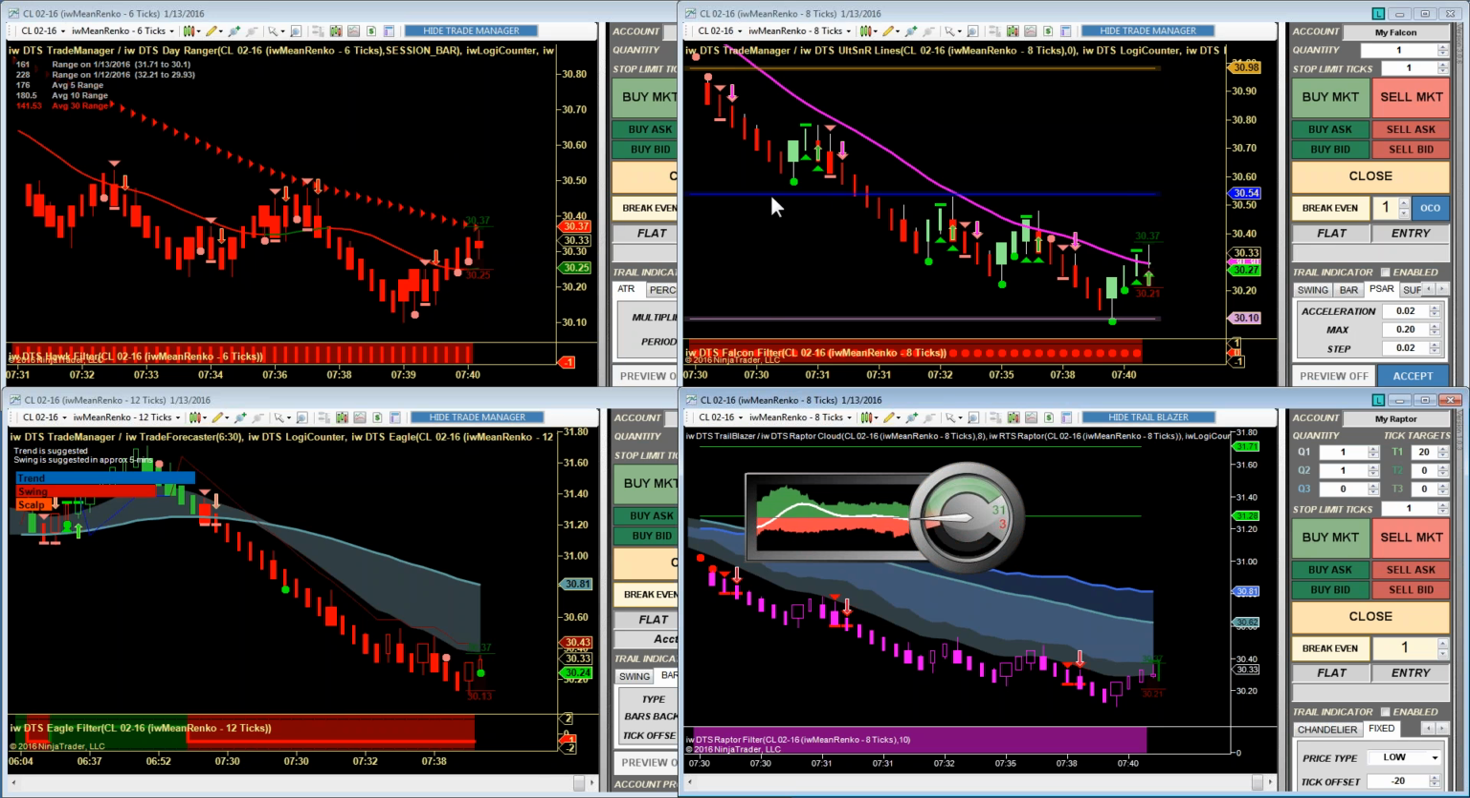I could have the support and resistance suite on all my charts. I could have the trade forecaster on all my charts. I could have the Day Ranger on all my charts. However, this information is common, so it would display the exact same information. It would be redundant. If I want to know where the support or resistance lines are, I simply glance up here at my Falcon and I can say, oh, 30-10.